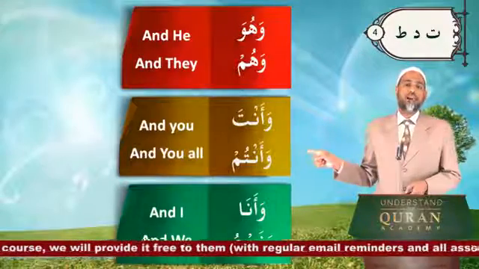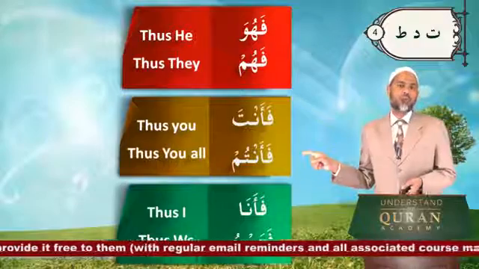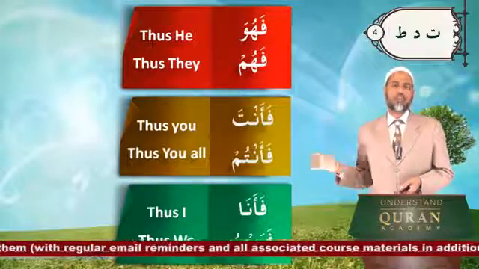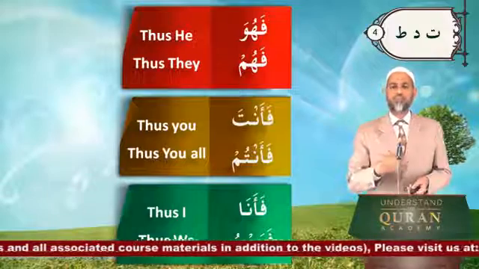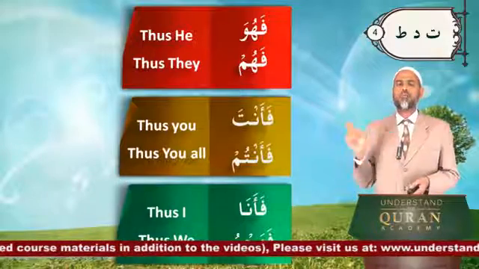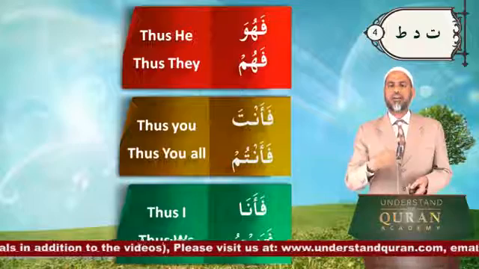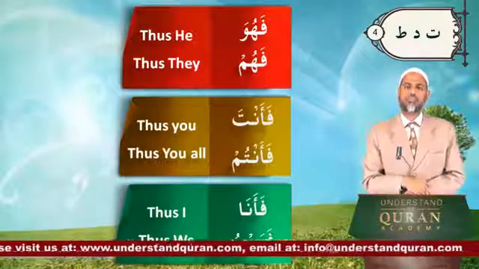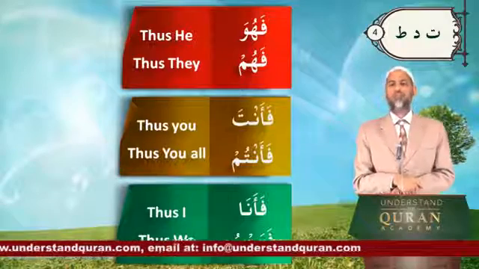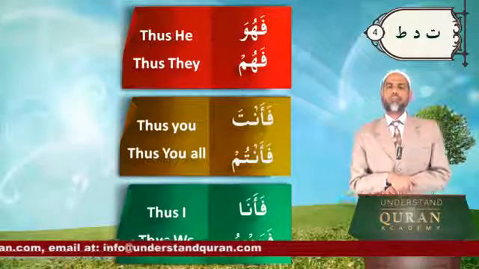Similarly, you can have fa. Fa means thus or so. Fa huwa, so he. Fa hum, so they. Fa anta, so you. Fa antum, so you all. Fa ana, so I. Fa nahnu, so we. So wa and fa can occur before any of the words. Repeat them and practice. That's it for now.